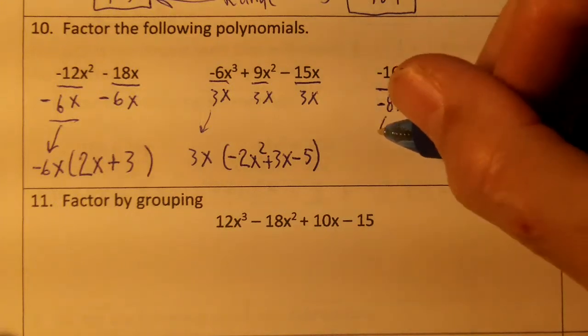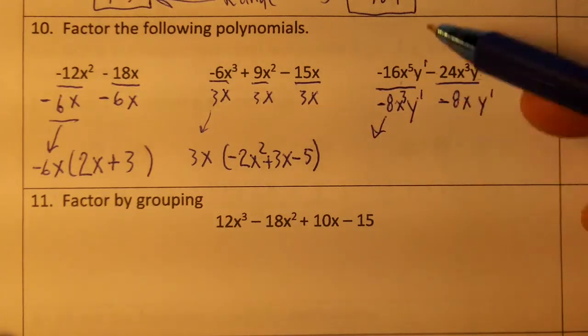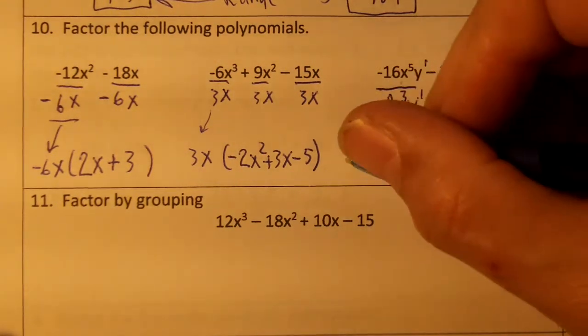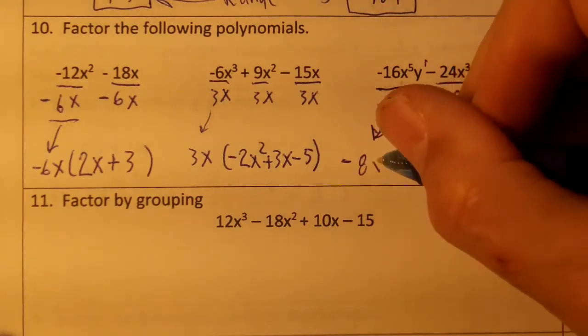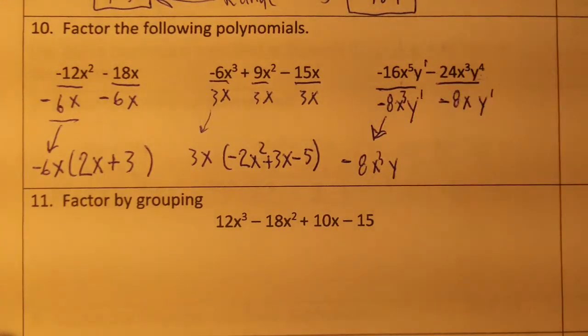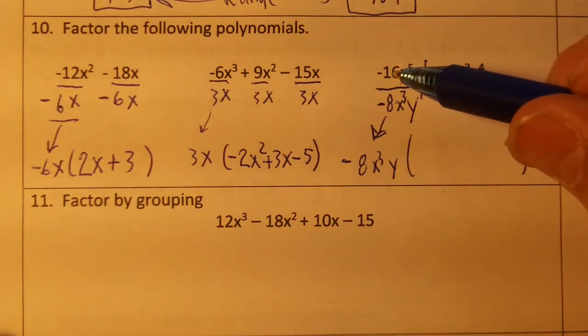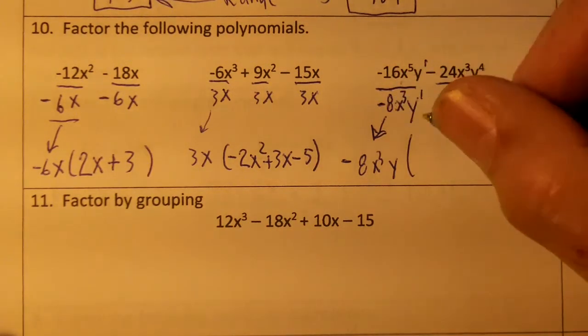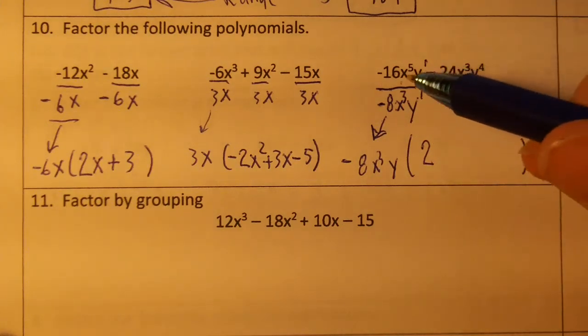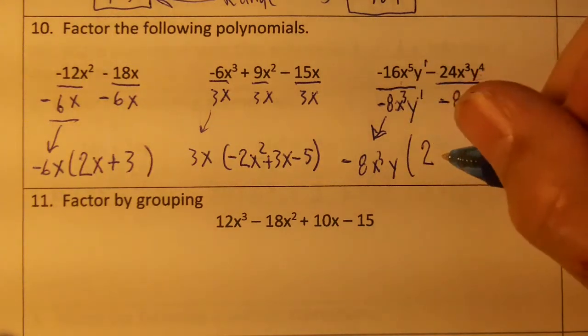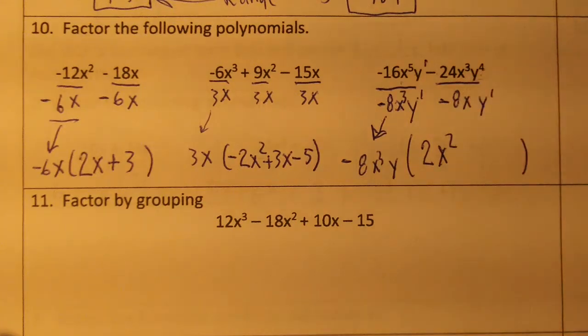Now then I'm going to take the GCF of negative 8x cubed y, write it down right here, start my parentheses. Negative 16 divided by negative 8 would be a 2. X to the fifth divided by x to the third would be x squared. And the y's eliminate, don't they?